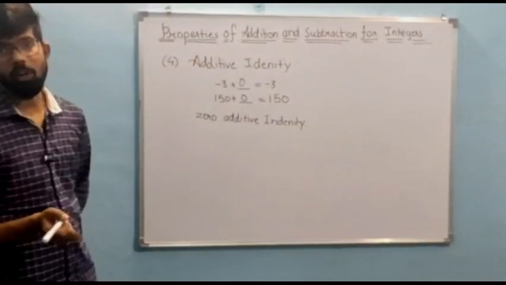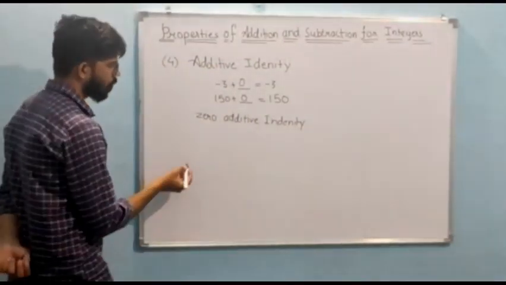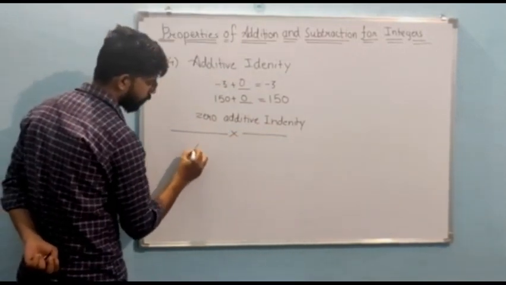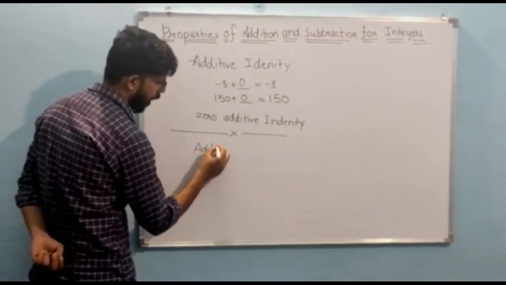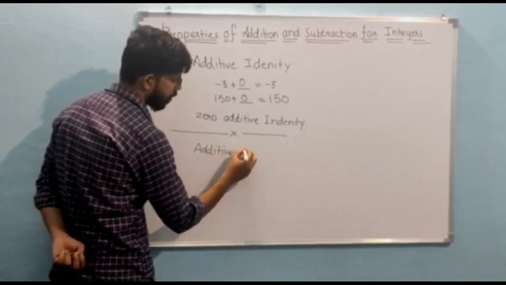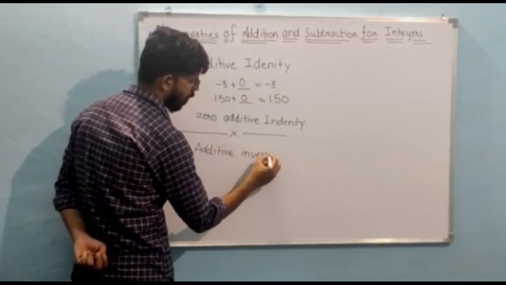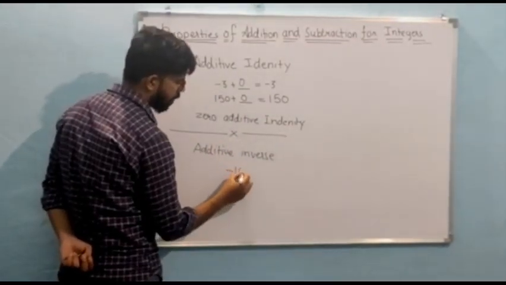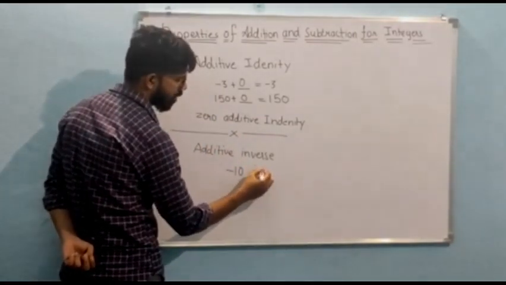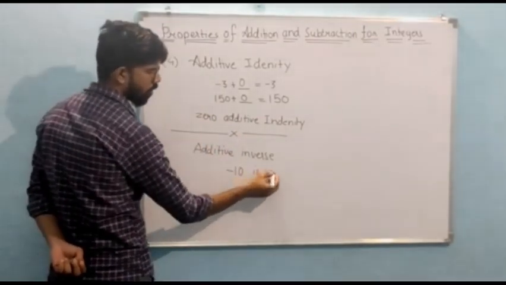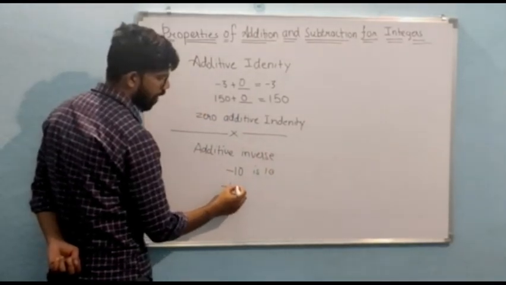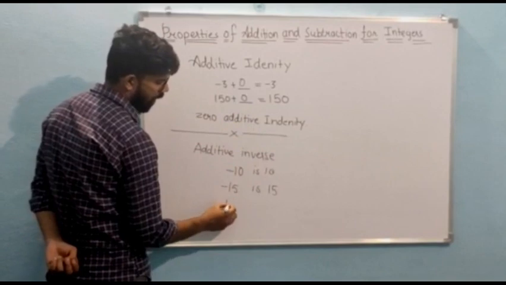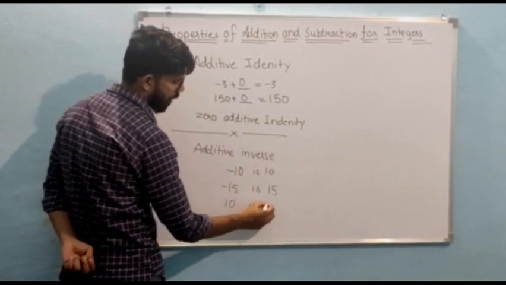Now, when we talk about additive inverse of any number, for example, the additive inverse of minus 10 is 10, the additive inverse of minus 15 is 15, and the additive inverse of 10 is minus 10.